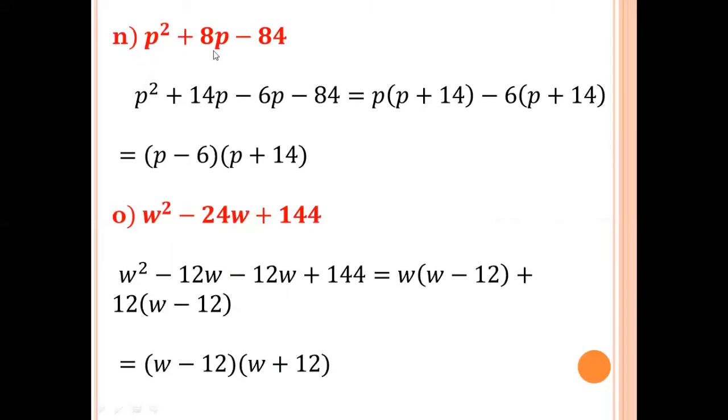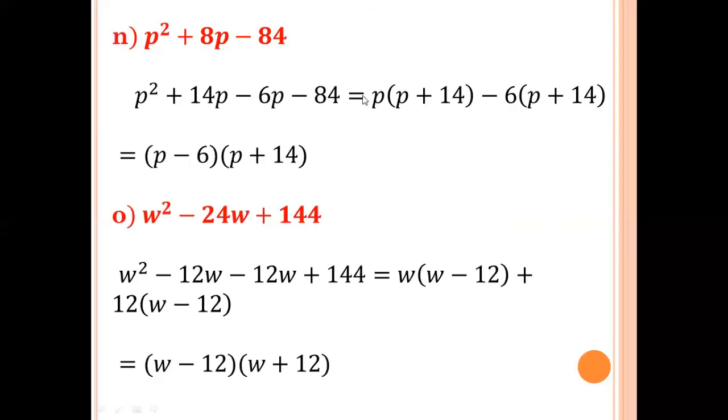p square plus 8p minus 84. First thing, which numbers do I multiply? 84 multiplied by 1 is equal to 84. So which two numbers when you multiply give you 84, but when you add or subtract, you get 8. I'm just checking. Whenever I check starting from the two table, I will find that 6 multiplied by 14 gives 84. Whenever I subtract these numbers, I will get 8. But here it is positive, so I put plus here and minus here, because the bigger number has plus. If here it is minus, then I put minus here and plus here.